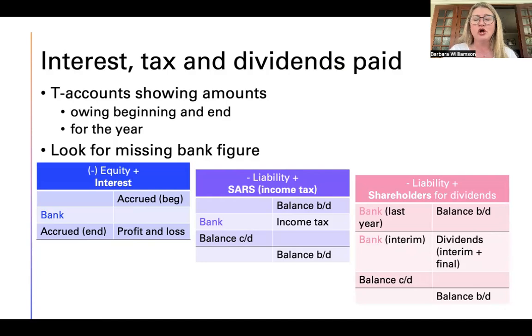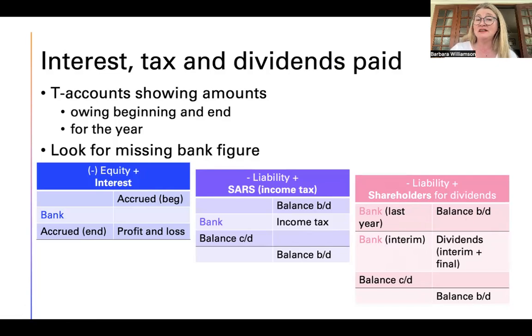So show your total amount of dividends for the whole year, both the interim and final, or if you're looking at your retained earnings note, it would be the paid and the recommended. That would then give you your total bank as the missing figure, which would be a combination of paying off what we owed last year and the interim dividend in reality, because of course the final dividend would have only been declared and not yet paid.